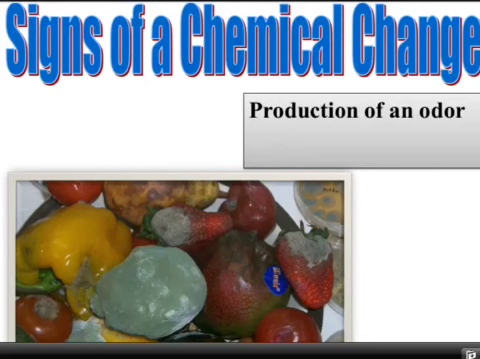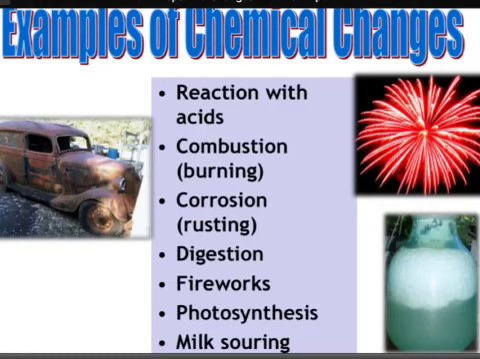Here are some examples of other chemical changes, and these all would show one or more of those signs. You might want to write a few of these down. First, a reaction with an acid. When you see some kind of reaction going on with an acid, bubbling or color change, that's a chemical change. Combustion, also known as burning. When something burns, that's a chemical change.